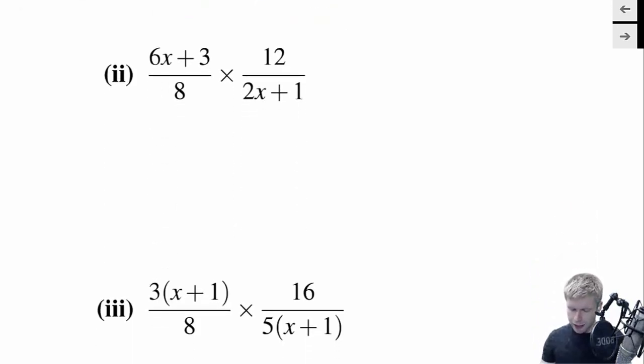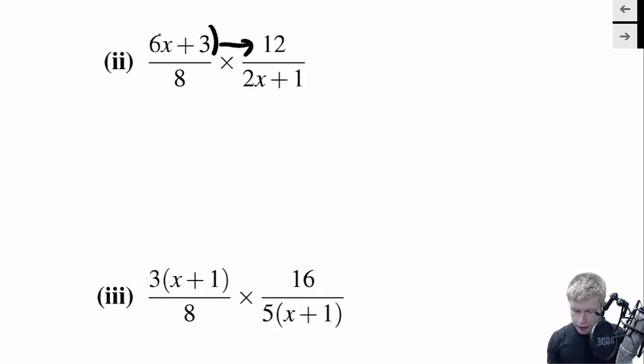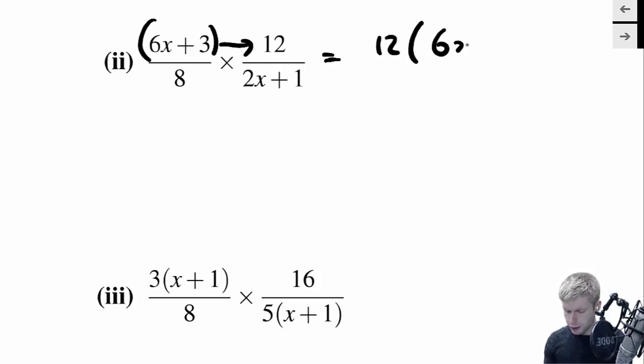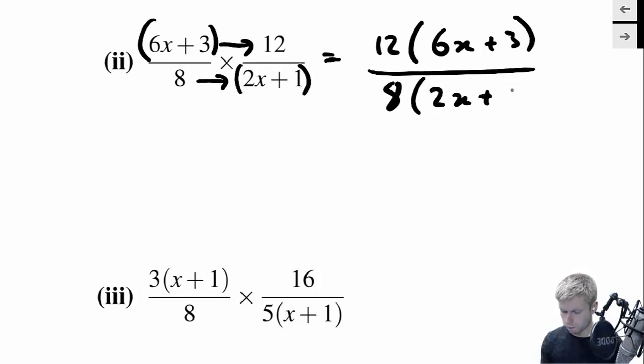Now this one, you just need to be careful here because I'm multiplying the entirety of 6x plus 3 by 12, right? So I'm just going to write it as a single bracket. So I've got 12 multiplied by 6x plus 3. And denominator, well look, I'm going to multiply the entirety of 2x plus 1 by 8. So I'm going to have 8 multiplied by 2x plus 1.